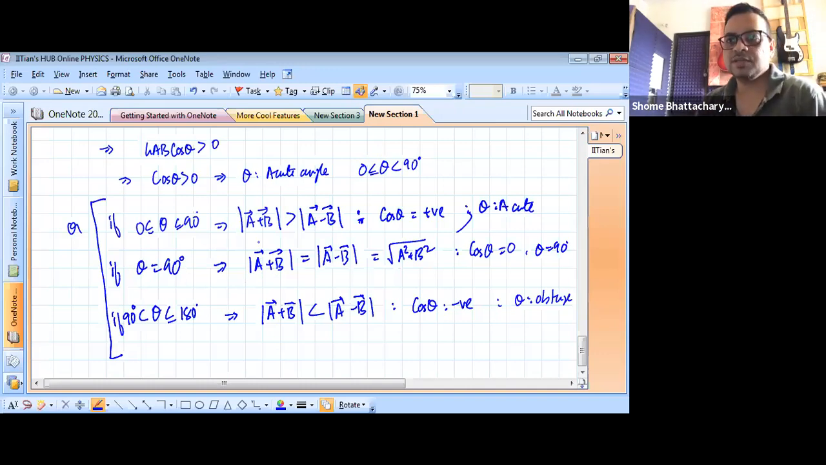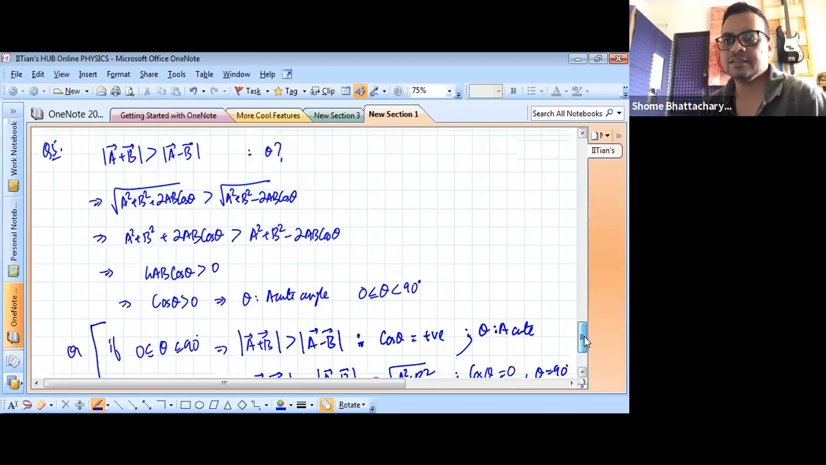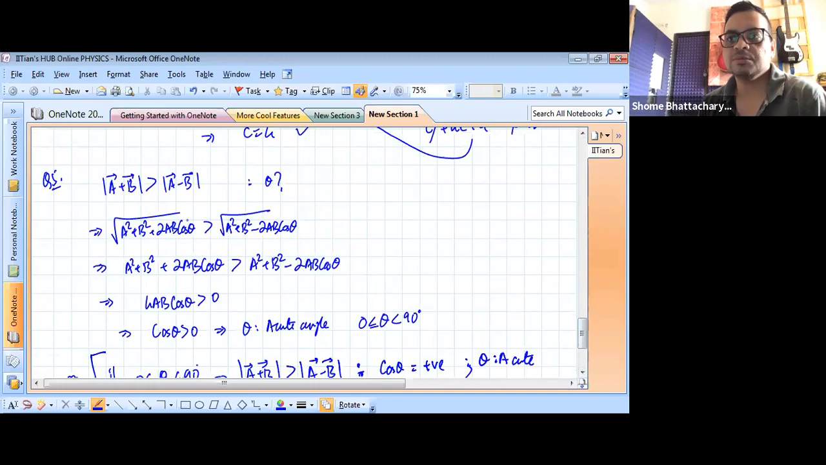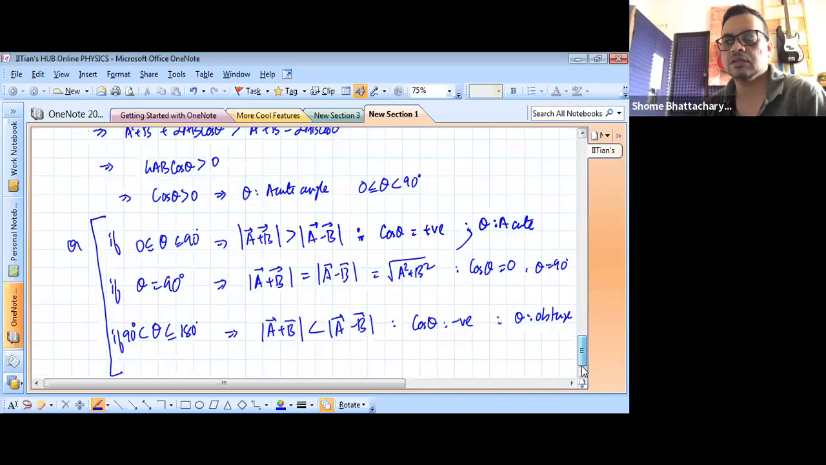Okay, hope this is clear why this happens. The explanation is similar to what we've done above. If you expand, then you can see whenever cos theta is positive, what will happen? Left hand side will be greater than right hand side. Whenever cos theta is 0, left hand side will be equal to right hand side. So mod A plus B will become equal to mod A minus B. And on the other hand, whenever cos theta is negative, it's the right hand side quantity which will become a larger quantity compared to the left hand side. So mod of A minus B will become larger. So that is the logic of these inequalities.